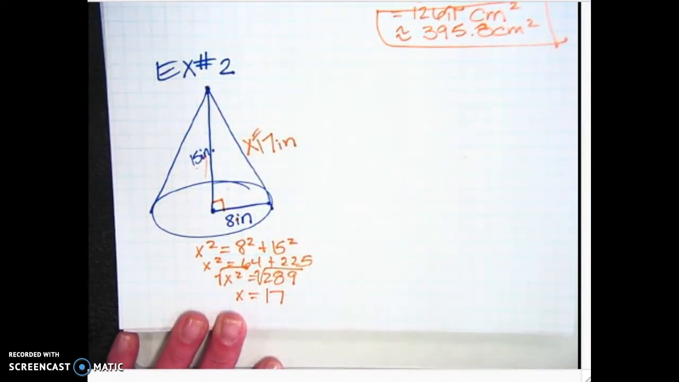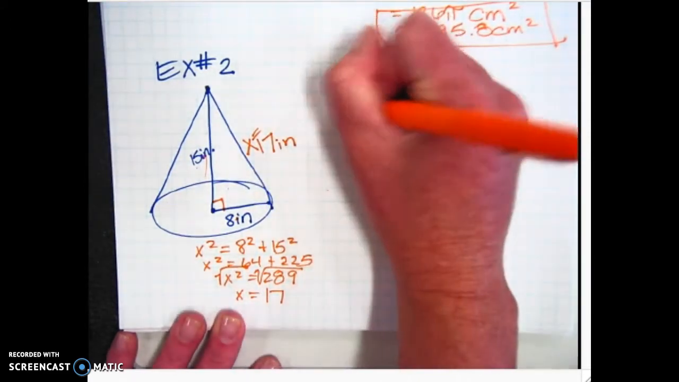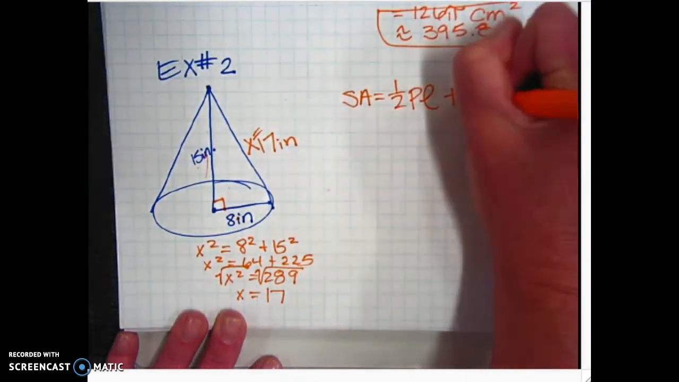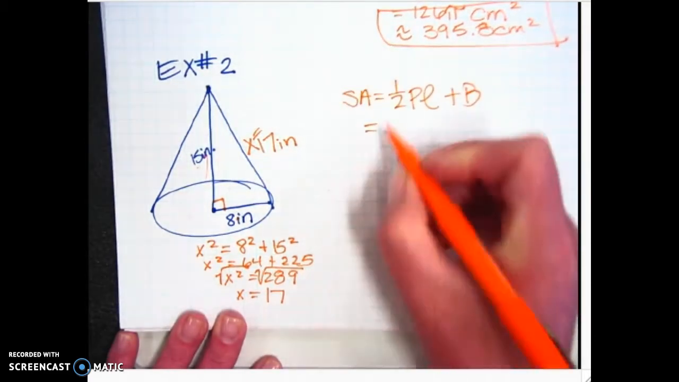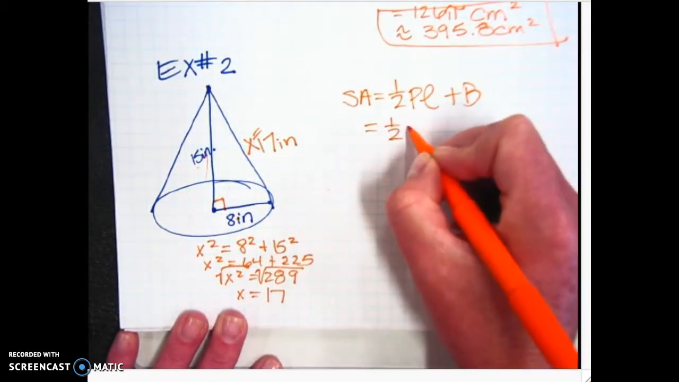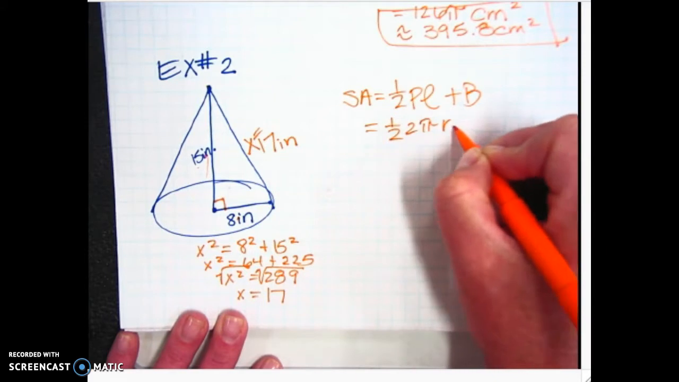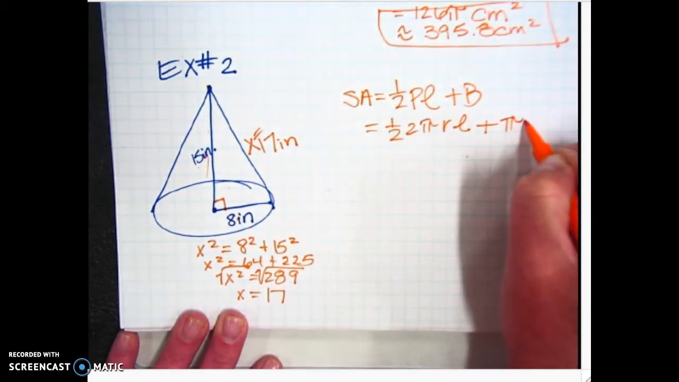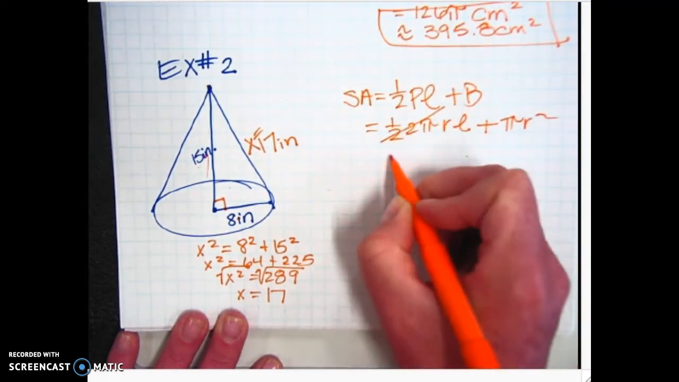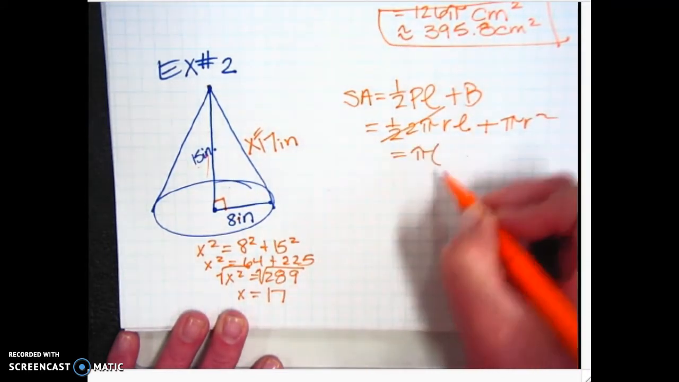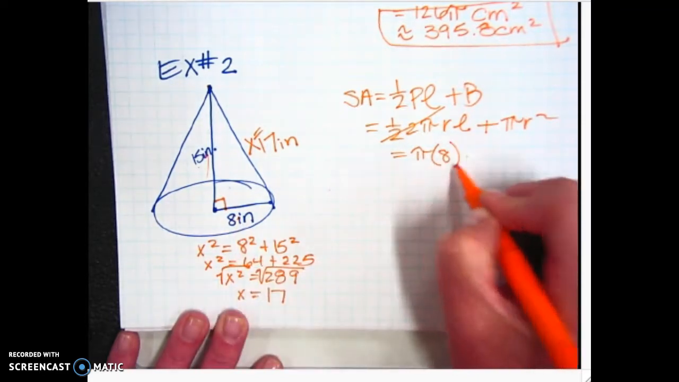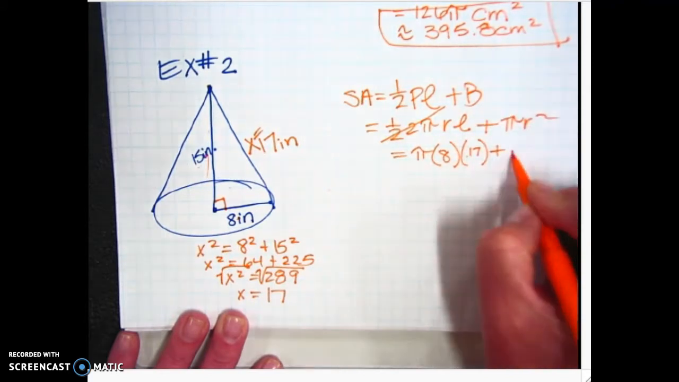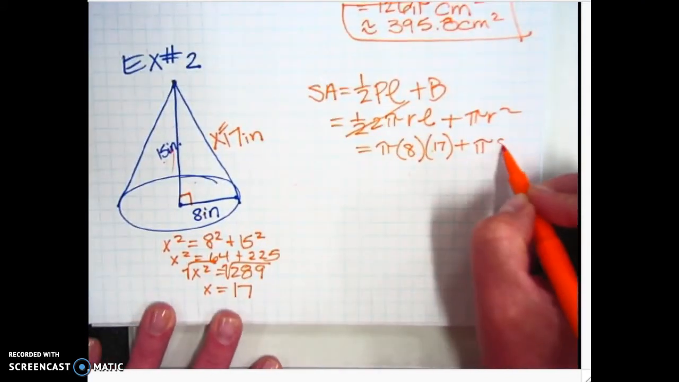inches. All right, so now we're going to use our surface area formula. 1/2 the perimeter of the base times slant height plus the area of the base. So that's going to give us 1/2 2 pi r times the slant height plus pi r squared. These cancel, and so we're going to have pi times the radius, which is 8, times the slant height, which we just calculated is 17, plus pi times 8 squared.